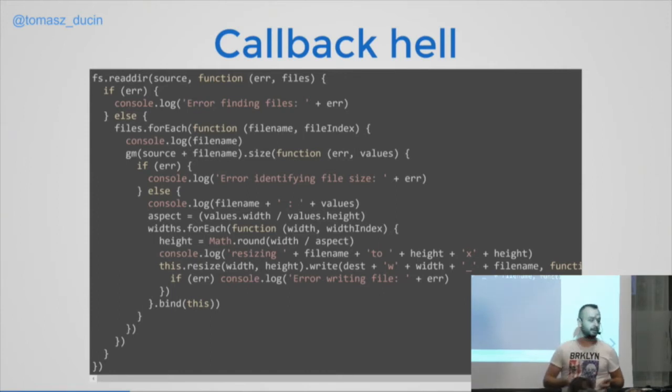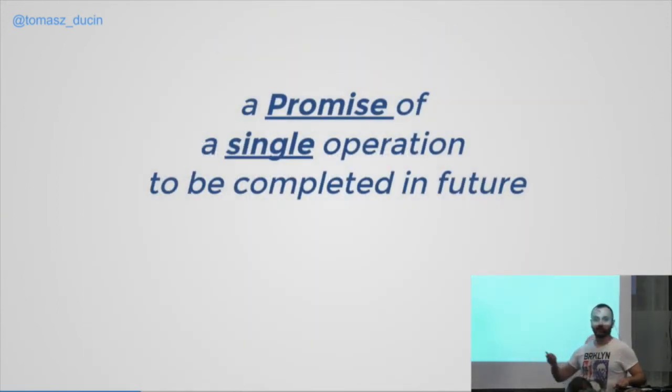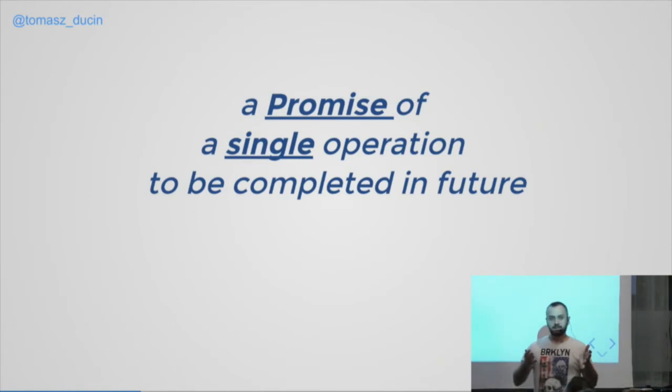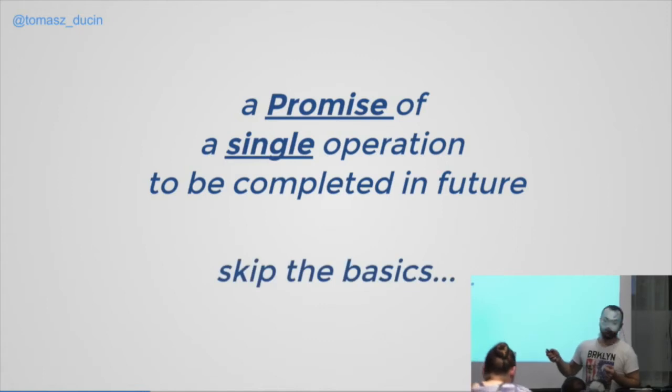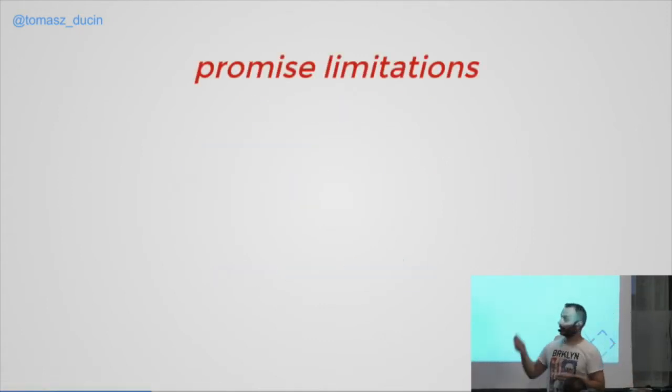So we need something better, and this is where we arrive at promises. A promise is a representation of a single operation that will be finished in the future, but I know what to do when it completes right now, up front. I know what to do with it before it completes. I know how to deal with it. I know how to handle the error, right? So we're not going to talk about the basics because I assume we know them. Instead, we can concentrate on the limitations.